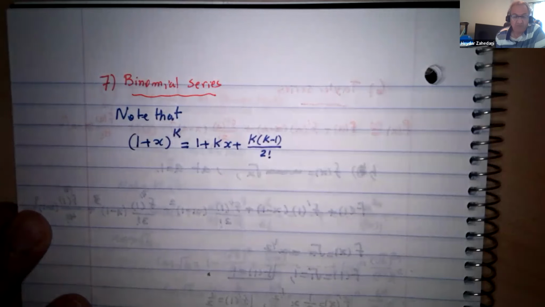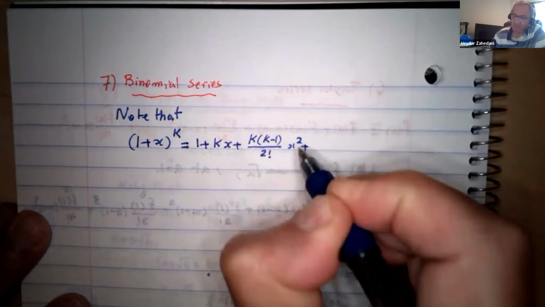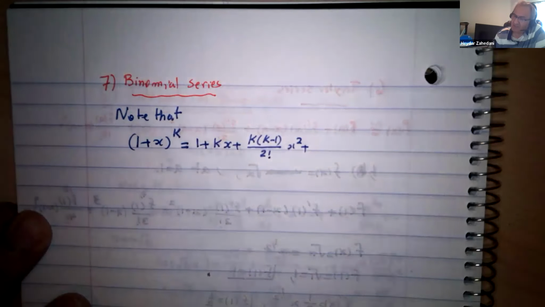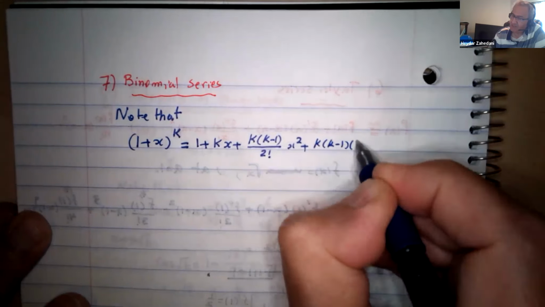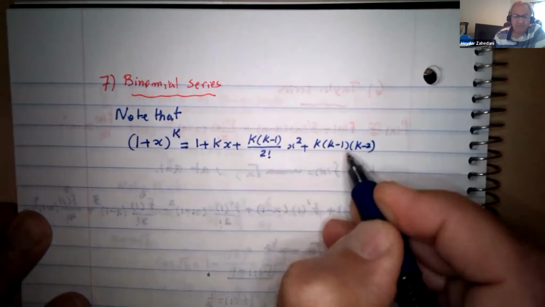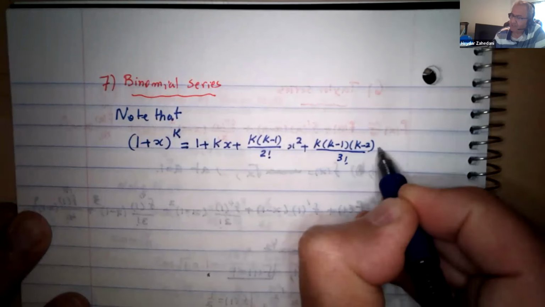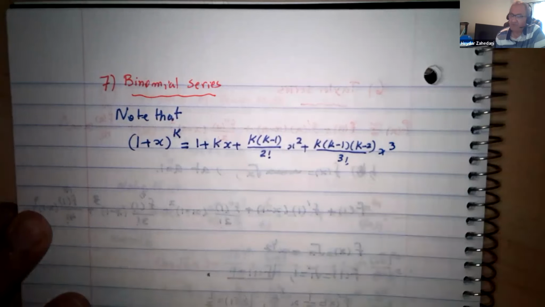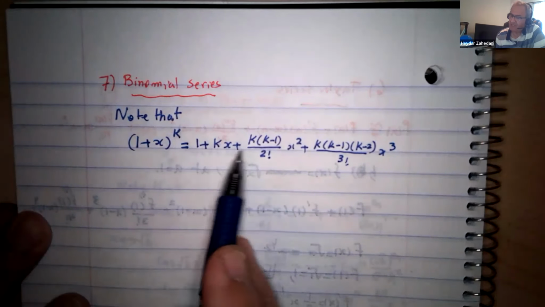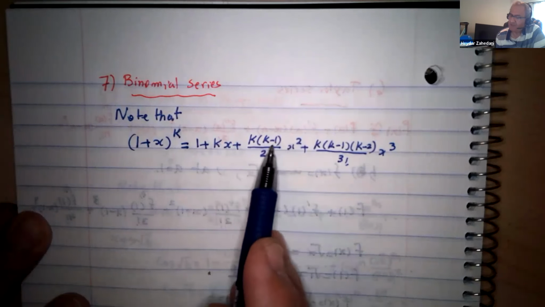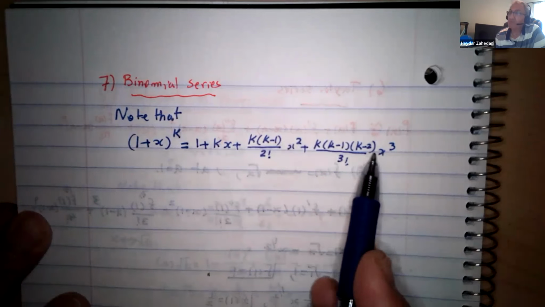k times k minus 1 over 2 factorial x squared. The next term is going to be k times k minus 1 times k minus 2, over 3 factorial. Then you get x to the 3rd, and you can continue forever. You see, this is just the first power k, the second power up to the k minus 1, the third power up to the k minus 2.